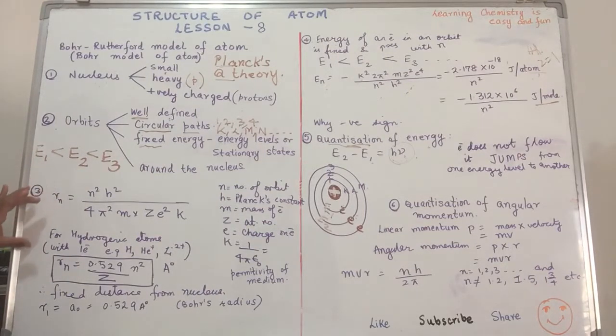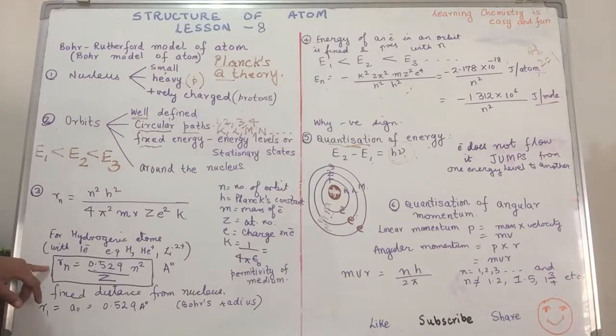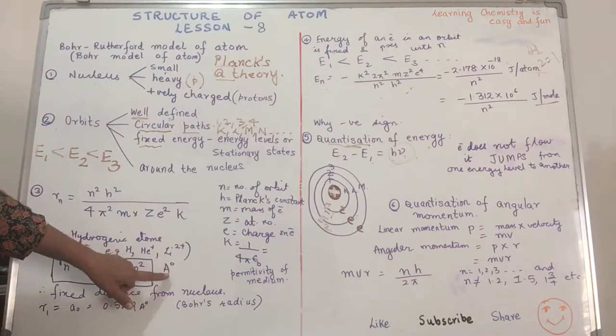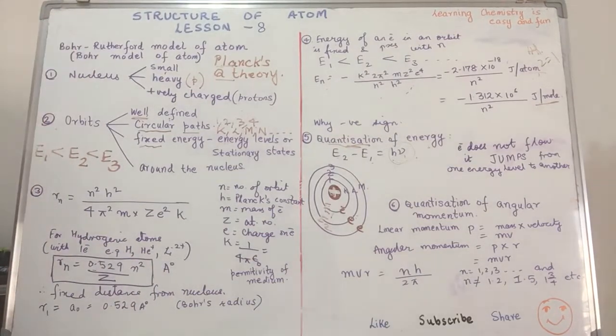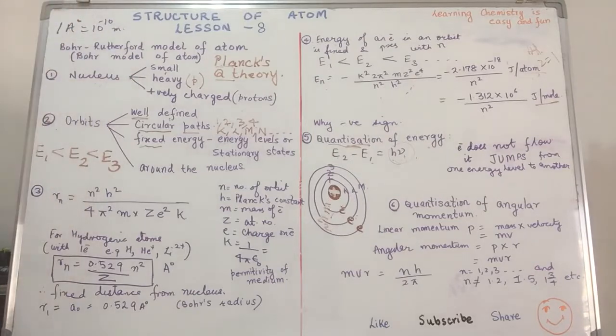Now this expression is valid only for hydrogenic atoms, that means atoms which are similar to hydrogen, having only one electron in them. So if we put down the value 6.6 into 10 to the power minus 34, 3.14, mass of the electron and all the other values, this simply boils down to a simple expression, Rn equals 0.529 upon Z into n square angstrom units. 1 angstrom unit is 10 to the power minus 10 meters. It's a unit of length. So that means the radius is a fixed value.